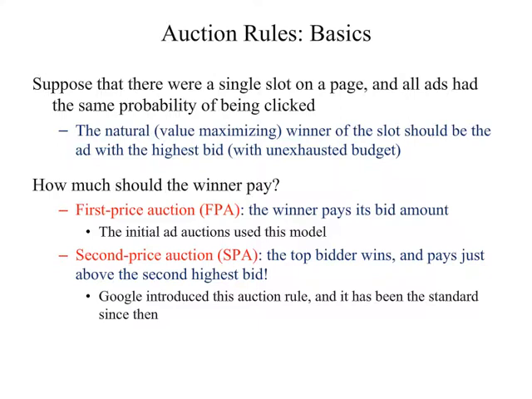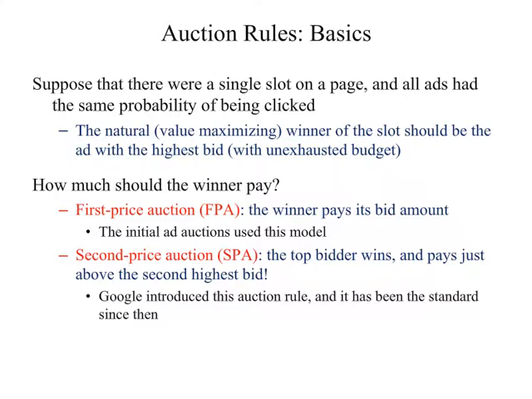And then a slight modification is second price auctions. The second price auction essentially says that the top bidder will still win, but he won't be paying what he bid. He will be paying something potentially less than what he bid. Let's look at it through an example, and why this paying less could be a good idea, not just for the advertiser, but even for Google.